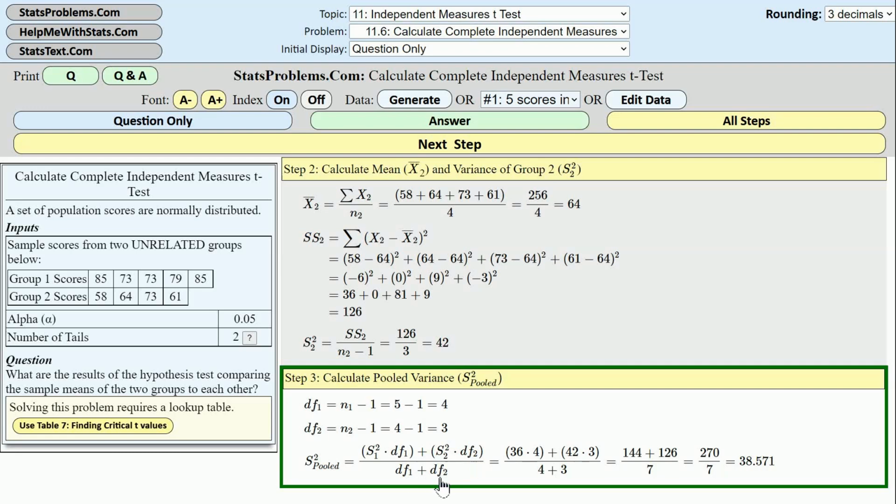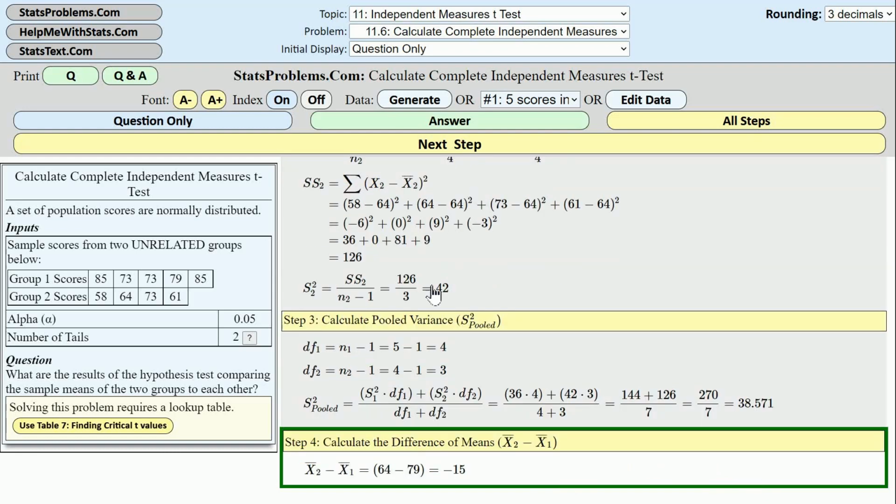In this example, s squared pooled equals 36 times 4 plus 42 times 3, divided by 4 plus 3, which works out to 144 plus 126 divided by 7, which works out to 270 divided by 7, which works out to 38.571. In step 4, we calculate the difference of the means, x bar 2 minus x bar 1.